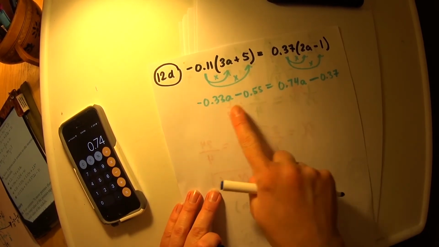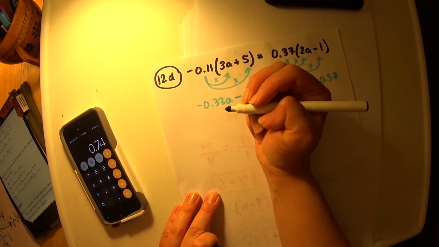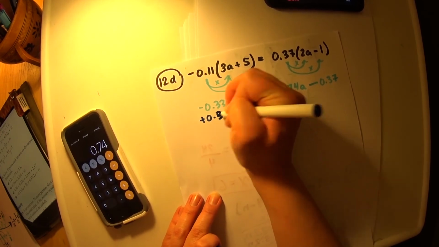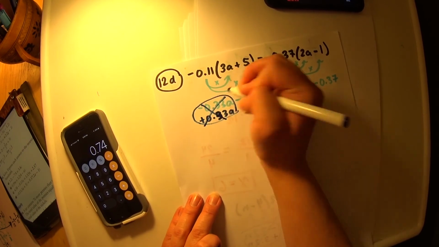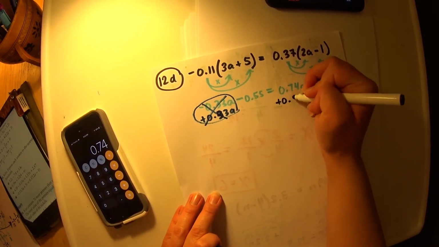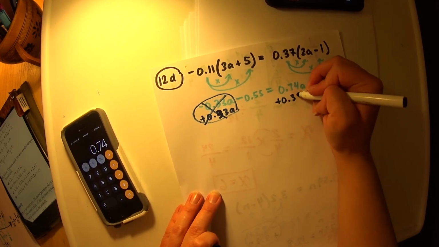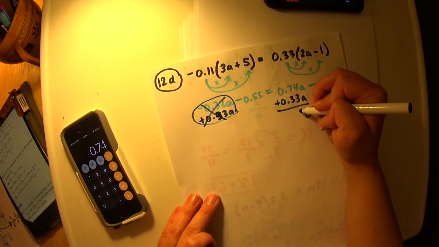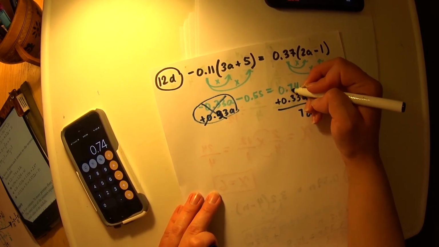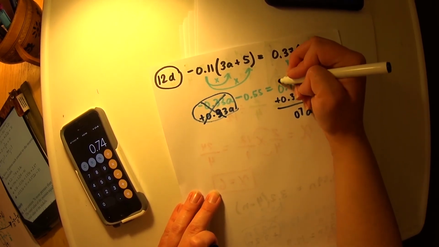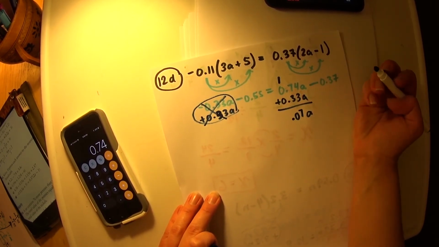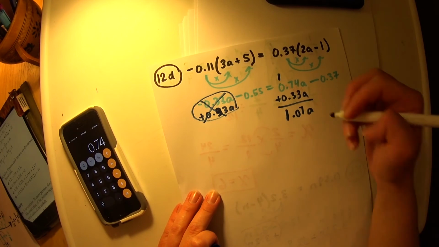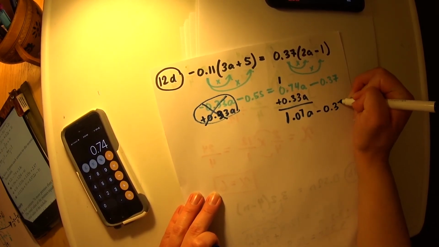Now we want to group the variable terms together. So the opposite of subtracting 0.33a would be to add 0.33a. Gone. 0. But I have to do it to the other side, group them together. So plus 0.33a. 4 and 3 gives me 7. 7 plus 3 gives me 10. Carry the 1. Decimal comes down in line. 1 plus 0 plus 0, 1. And you could also just put that into your calculator. Whatever's easier for you is fine.